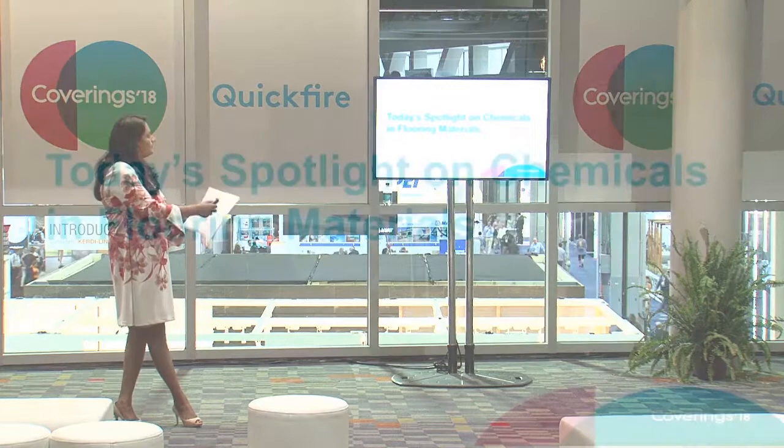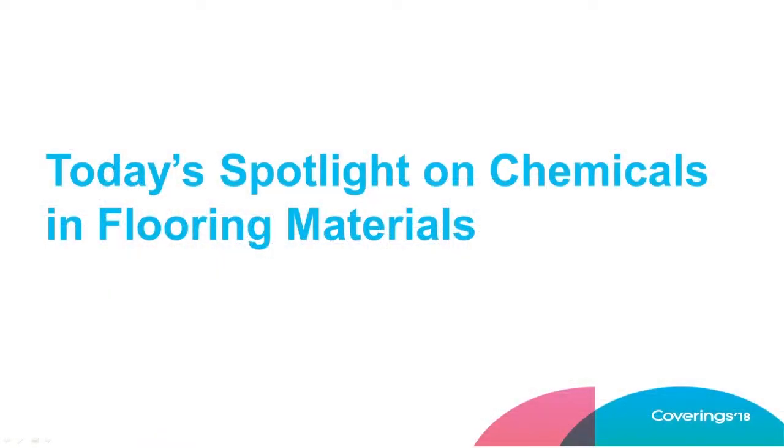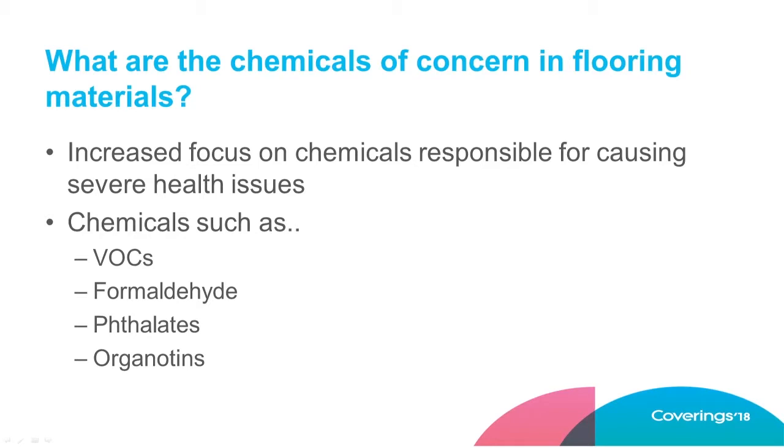So we'll look at the chemicals in flooring materials that are a problem today. There has been an increased focus on chemicals released from flooring materials that cause health concerns. Examples are VOCs, formaldehyde, phthalates, and organotins. We will look at each of these and see what they cause and where tile stands with these chemicals.